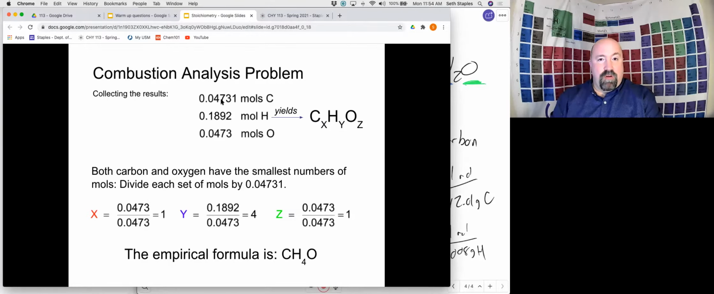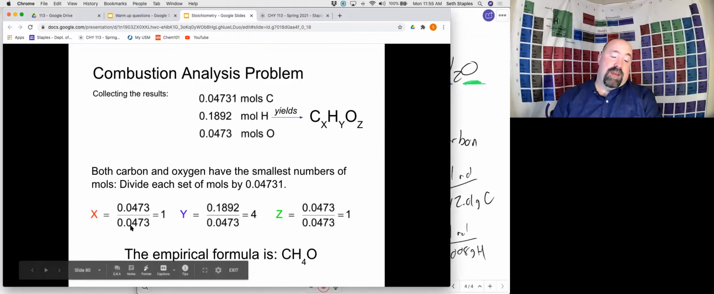So the lowest number is 0.0473, and carbon and oxygen are pretty much the same. So we're going to divide each of these by 0.0473, and that division gets us what the values are for each. And so for carbon, 0.0473 divided by 0.0473 gives us 1. So there's our subscript for carbon.